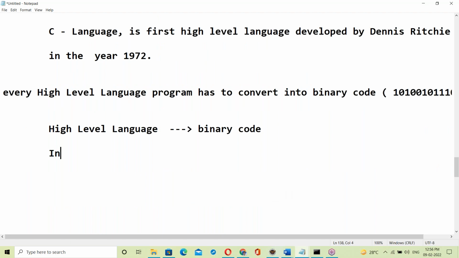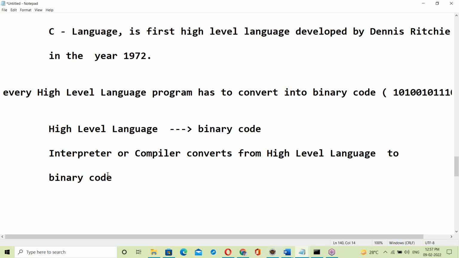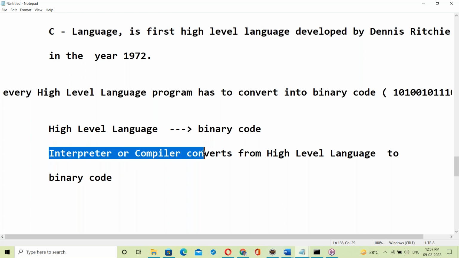For this, either interpreter or compiler converts from high level language to binary code. That's it. So either interpreter or compiler converts from high level language to binary codes.